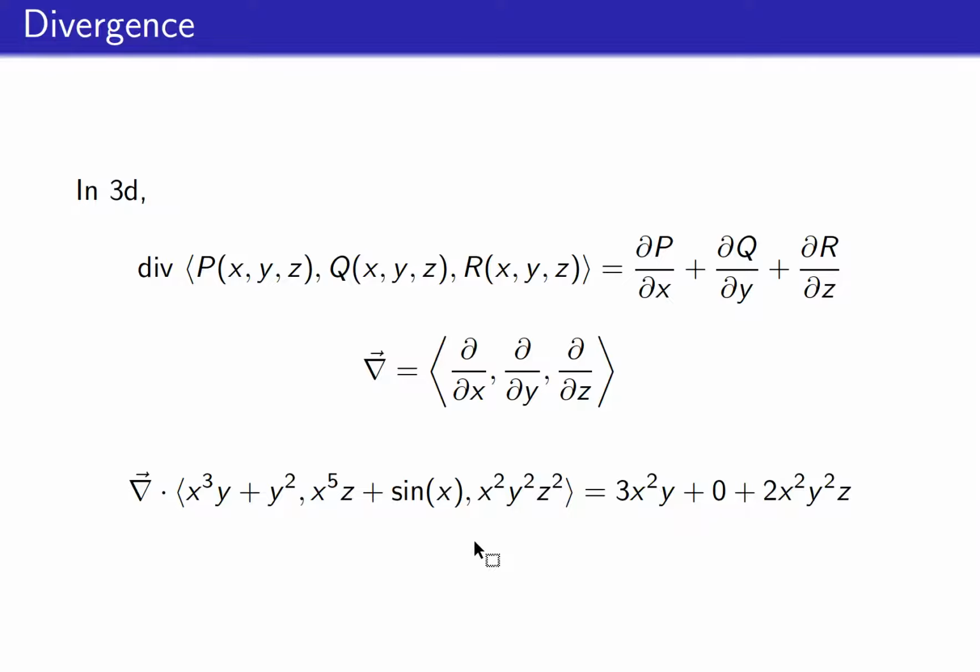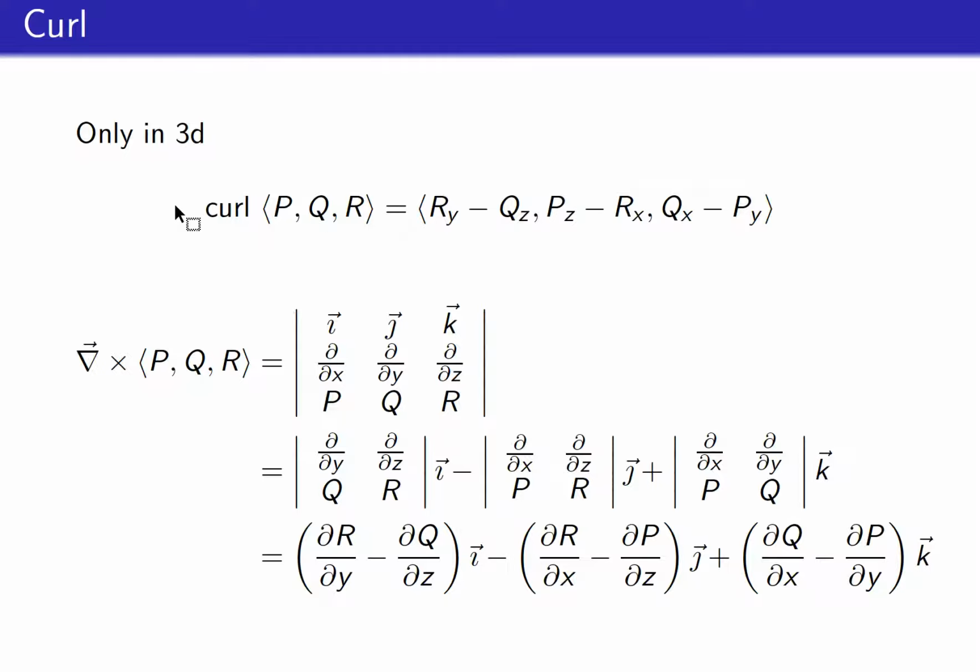That's divergence. So on to curl. Okay, so curl looks like this. So curl, by the way, only works in 3 dimensions. There is no curl in any other dimension. And curl of a 3-dimensional vector like this is this formula. This partial derivative of r with respect to y minus partial derivative of q with respect to z. That's the first component. This is the second component. This is the third component. Okay, so this is the curl.